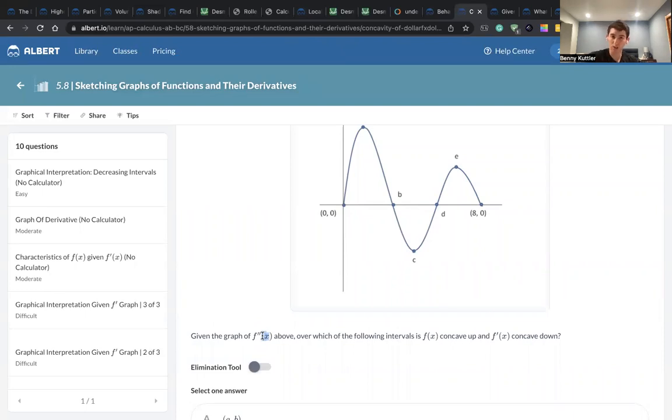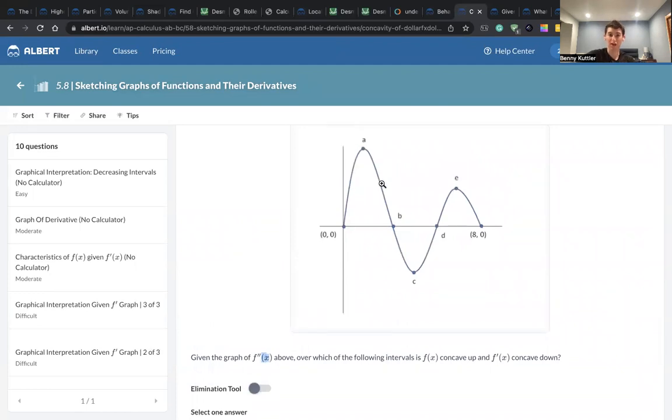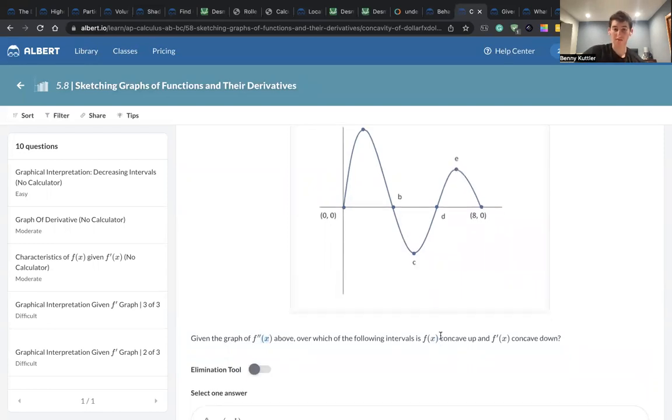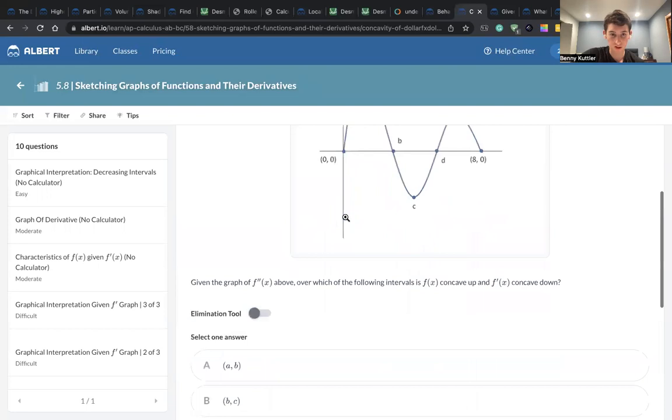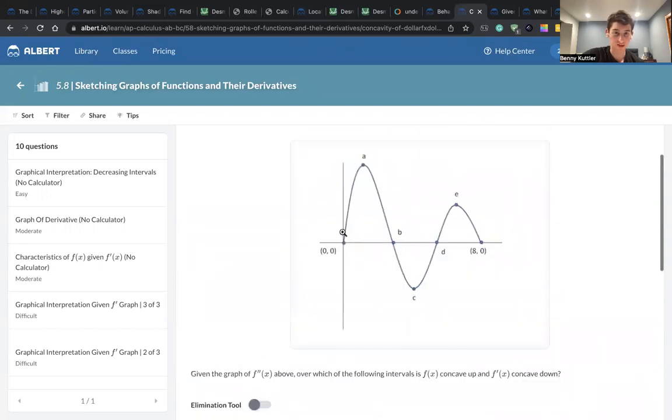They try to trick you by showing you, oh, here's a nice little bowl where it's concave down and concave up, but it's not asking about f double prime of x, which is what this is. It's asking about f of x and f prime of x. To find if f of x is concave up, we just look, when is this graph positive? When is it more than 0? If we look from here to here, it's more than 0. So from A to B, I guess also at 0, but it's asking us A to B.